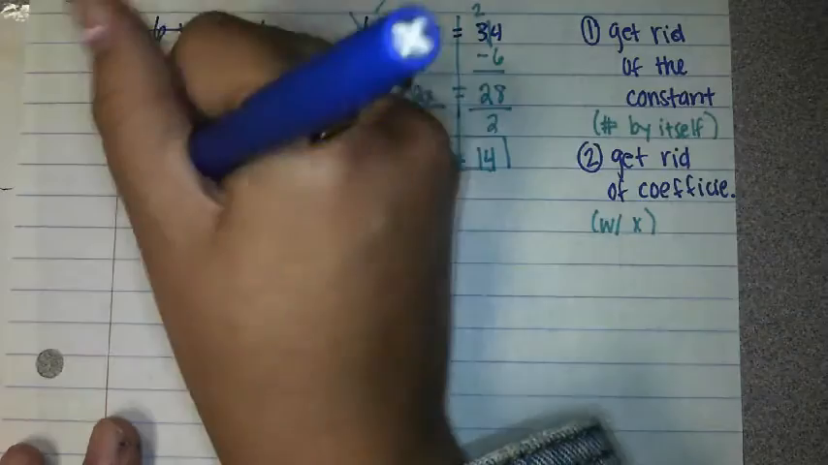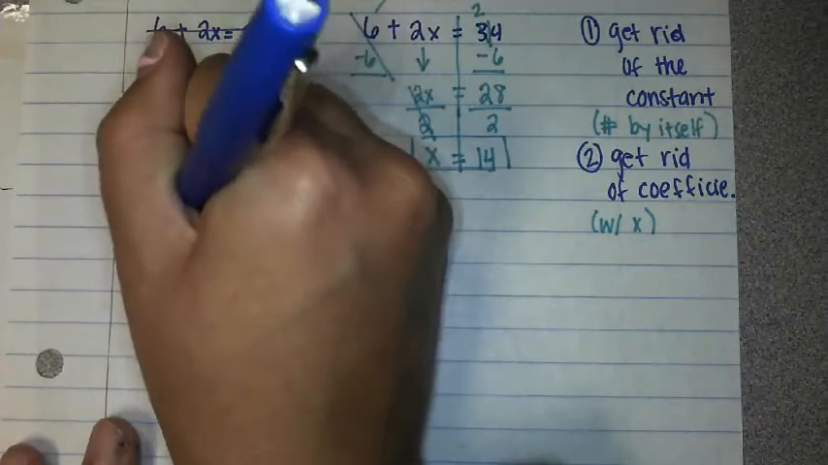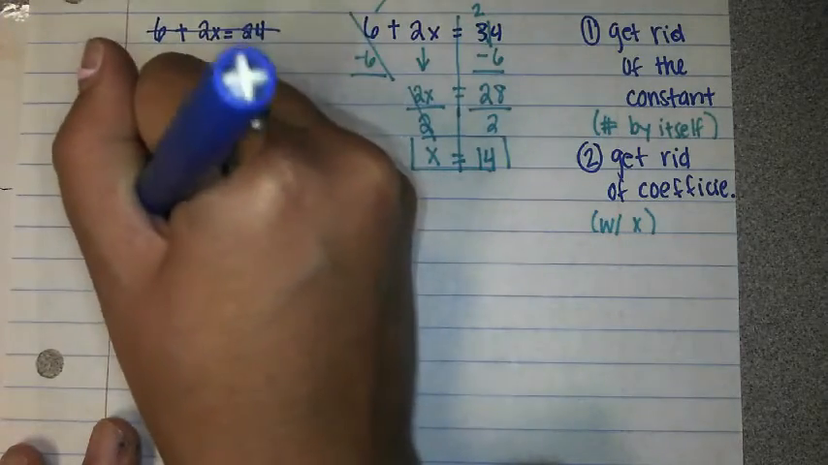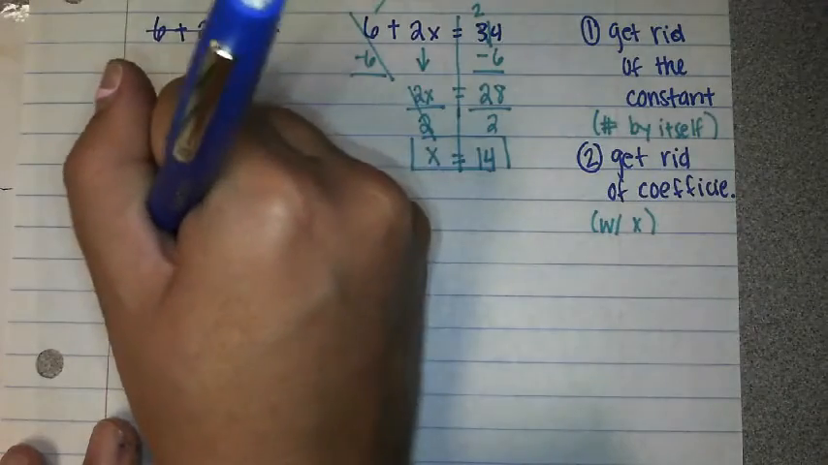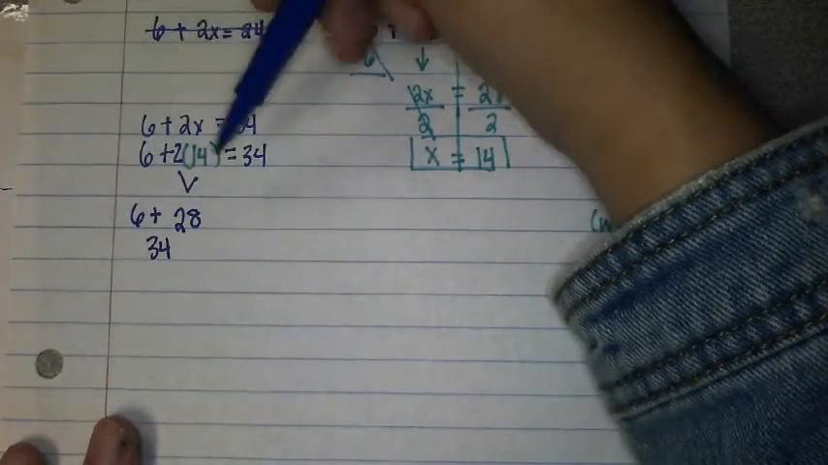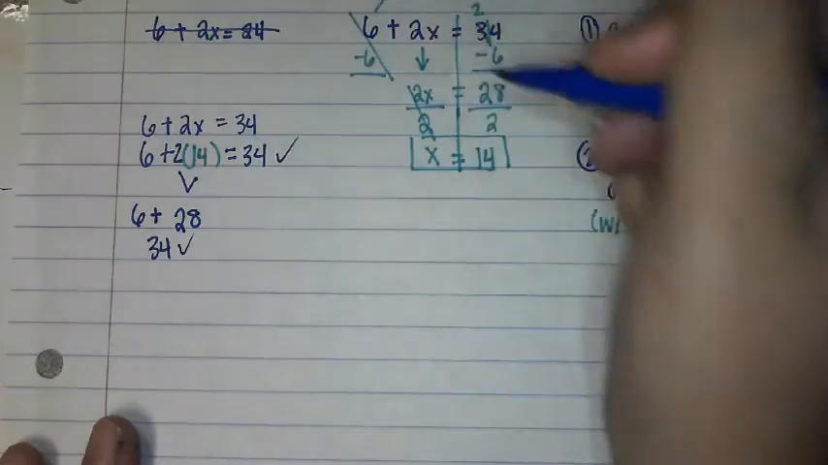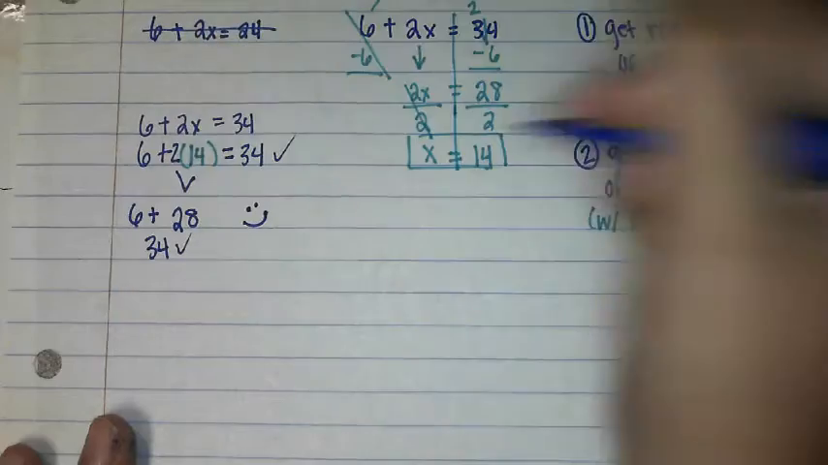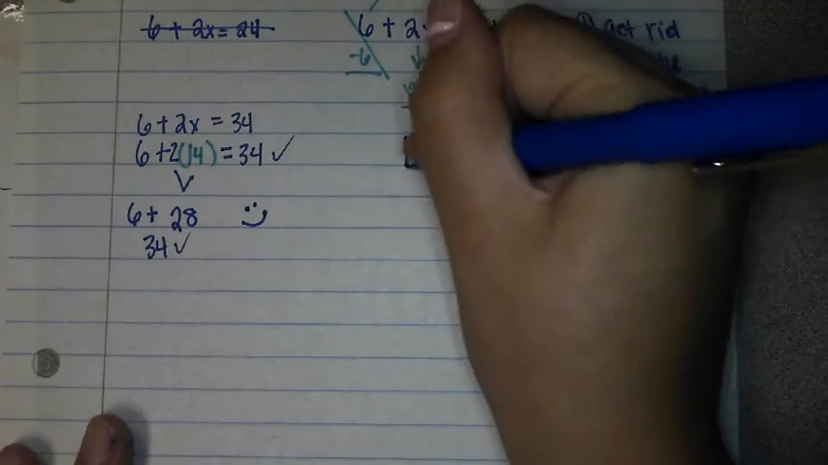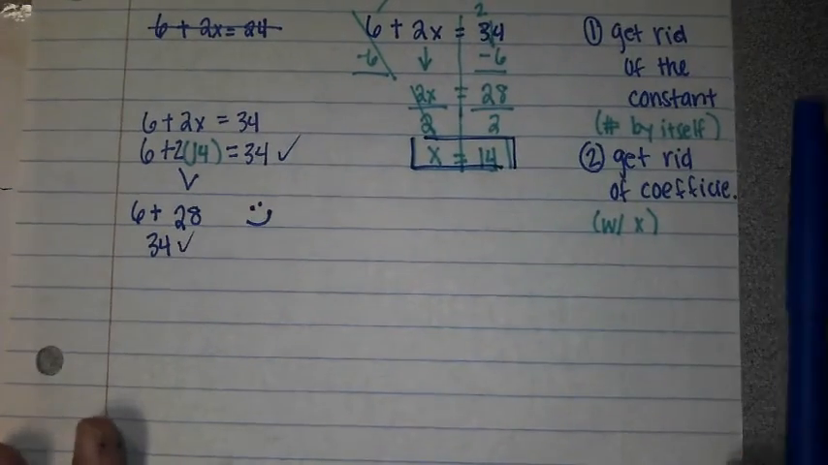So I'll go 2 times 14. That gets me 28 plus 6. 6 plus 28 gets me 34. And this statement is saying that, hey, this is going to get you 34. And it does. So that means my answer is correct. So my answer is going to stay as x equals 14.